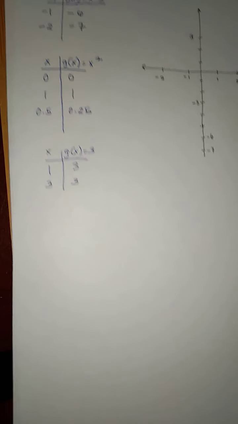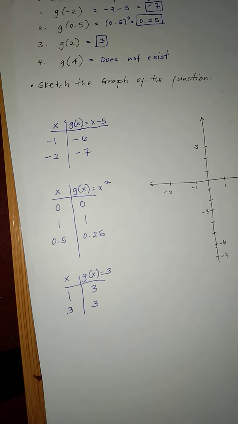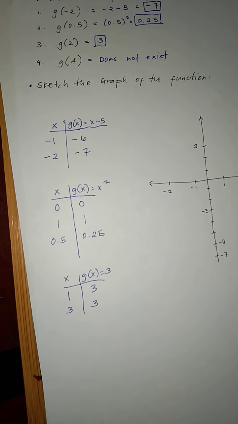So we'll start off with g of x equals x minus 5. So it is just a straight line, which starts at x less than negative 1. So less than negative 1 means that we will start with the value negative 1 and then go downward. So negative 1, negative 2, negative 3, etc. So we have here negative 1, negative 6.